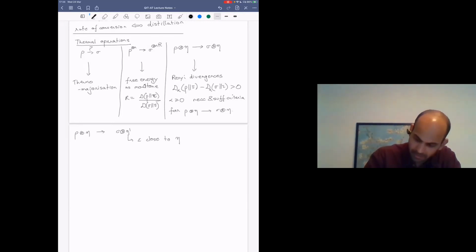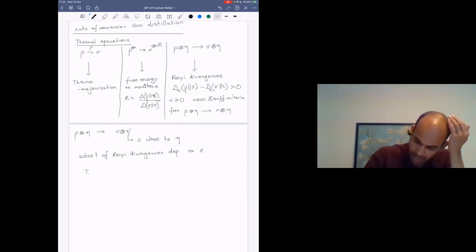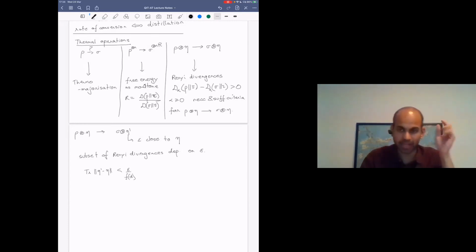to eta, then we get a subset of Renyi divergences depending on epsilon. So the dimension of the catalyst is important. So you can, for example, say that the trace distance of eta prime minus eta should be less than epsilon over some function of d. And depending on how strong this function of d is, you get a different set of criteria.